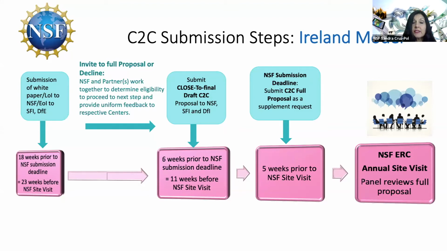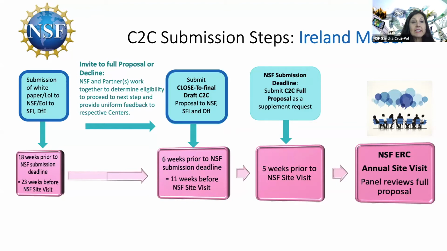The 3-step process is delineated in the timeline shown here. It starts with a submission of a letter or expression of intent 23 weeks before the NSF annual site visit to the particular ERC. After internal evaluation from NSF and partners, the research group might be declined or invited to submit a C2C proposal. The second and third steps are to submit a draft and then a full proposal, which is evaluated by a panel of experts at the C2C annual site visit. This is just a model, and each group of collaborating funding agencies would need to agree on a model that works for them.